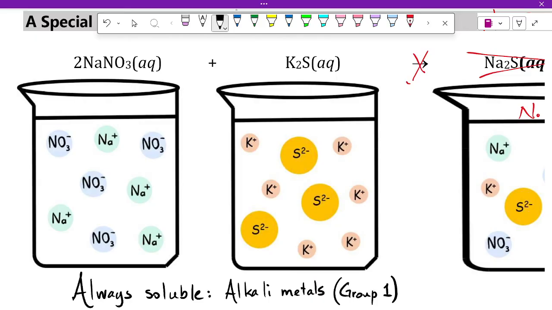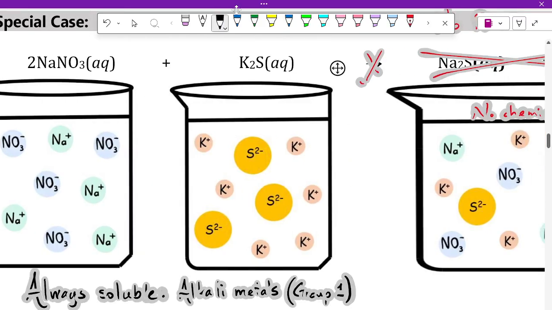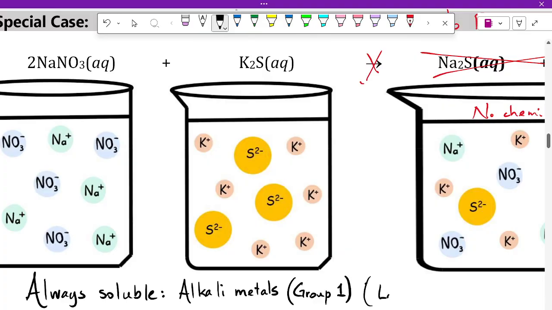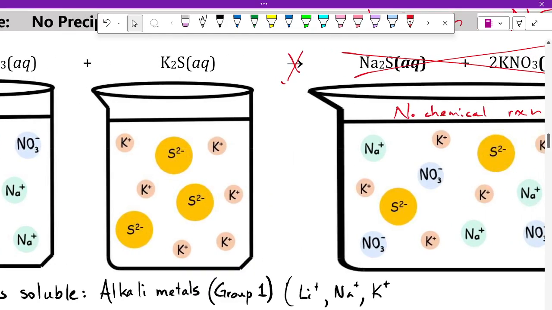Who are the alkali metals? Lithium, sodium, potassium, and more. Really, honestly, these are the three important ones because they are stable, common, not radioactive, yes? The rest of them are just really not as important. So we can say always soluble. Those are our alkali metals.